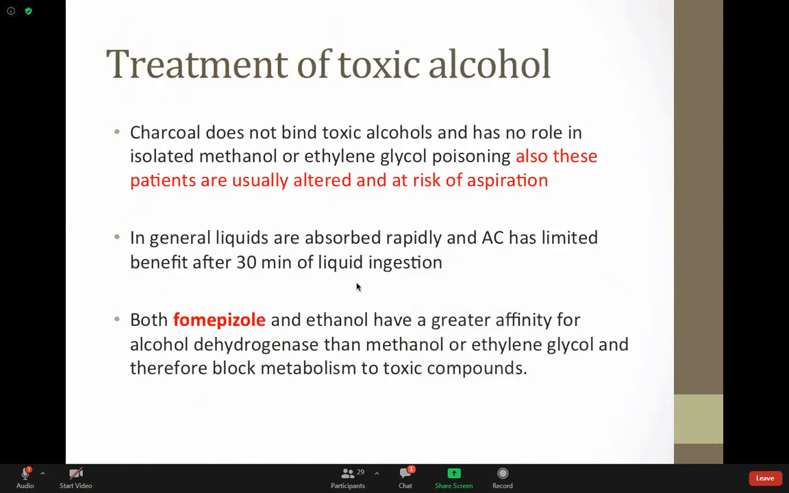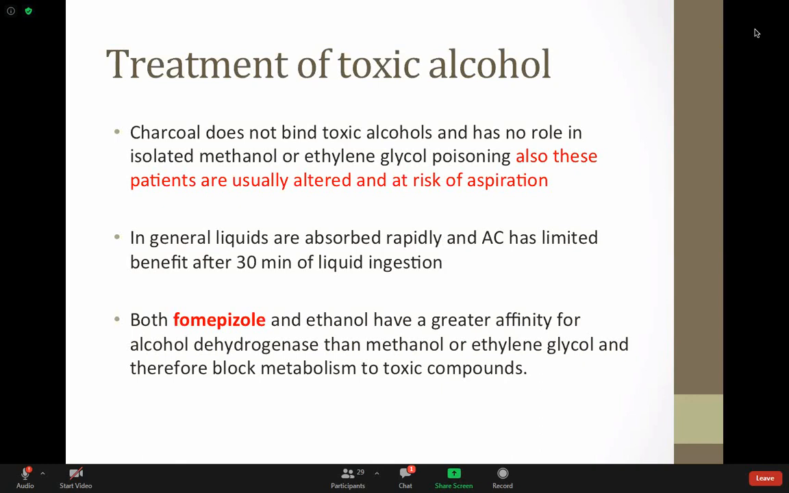Okay, so we said activated charcoal is out. Use fomepizole or ethanol. We typically use fomepizole because ethanol is an alcohol. It's going to make them drunk. It can, because we give it IV. You can give it oral, but it can cause them to be drunk. They can aspirate. If you give it IV, there is risk of arrhythmias. So that's why it's not the best treatment.